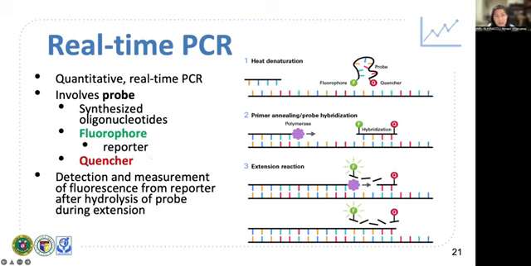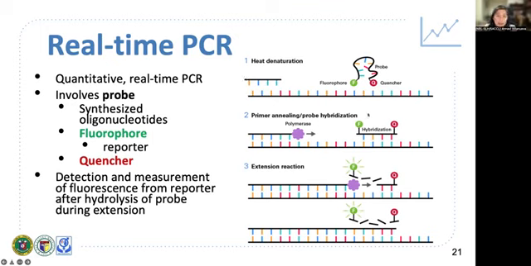So let's go through this diagram. So if you can see, very familiar process lang, heat denaturation muna and then primer annealing. But this time you have probe hybridization that occurs together with your primer annealing. And then last is your extension reaction. So denaturation, annealing, and extension. But what is the difference in your real-time PCR compared to your conventional PCR? So for first step, heat denaturation, still the same. In denaturation, maghihiwalay pa rin your double-stranded DNA template.